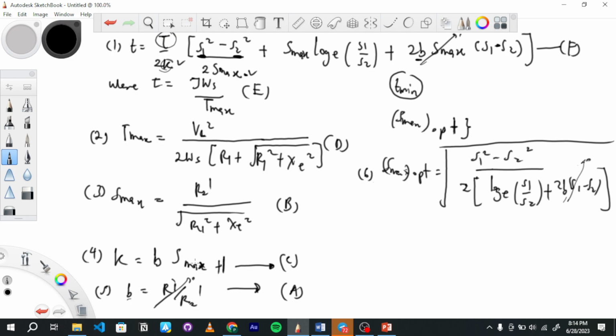Okay, let's move on. So these are the formulas that we need. Now, I said that you find some S max optimum, right? That will give you the minimum time or the optimum time.